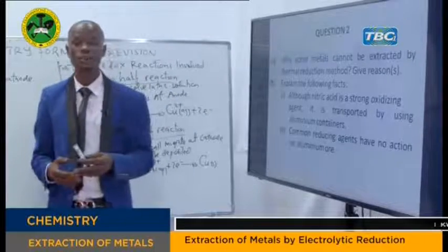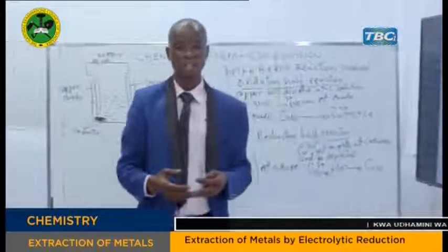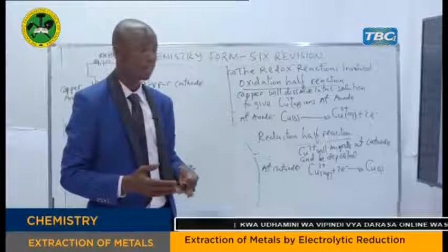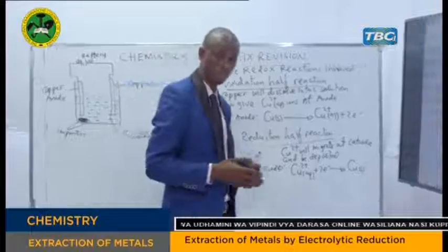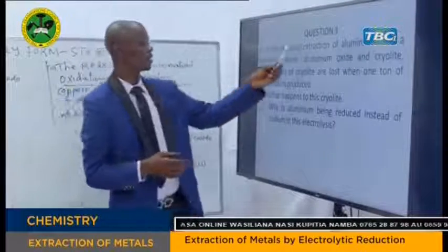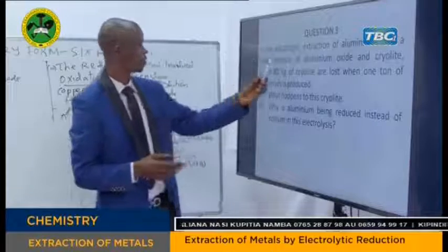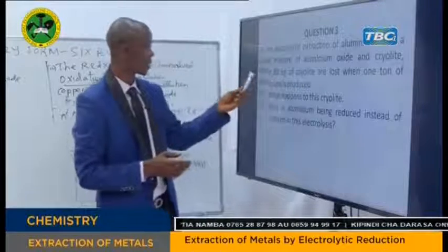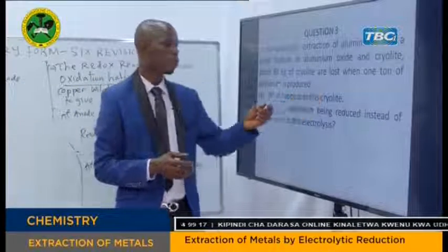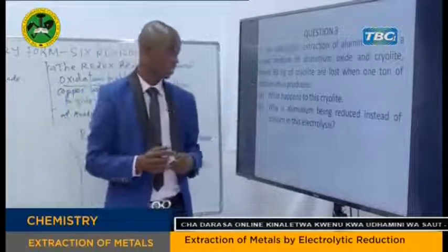So we can see question number 3, another form of the question that you may meet from this presentation. Question number 3 says, in the electrolytic extraction of aluminium from a fused mixture of aluminium oxide and chloride, about 80 kilograms of the chloride are lost when a ton of aluminium is produced.